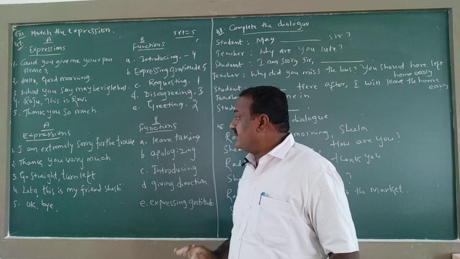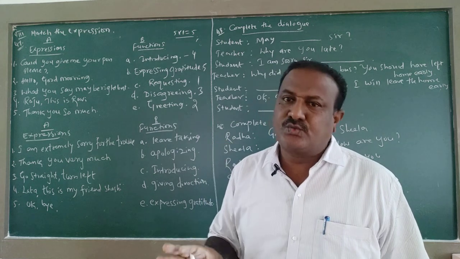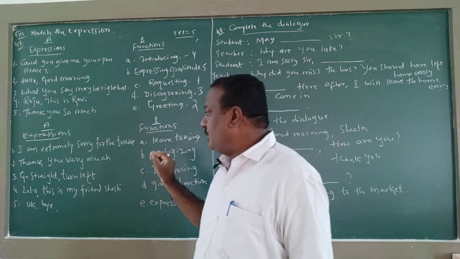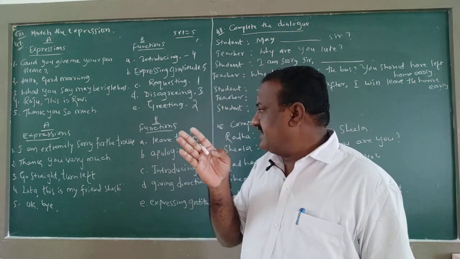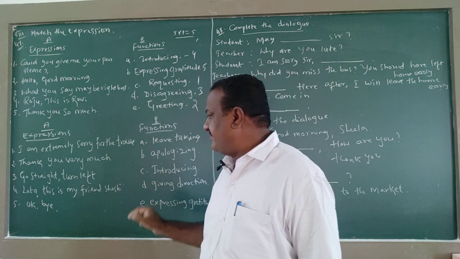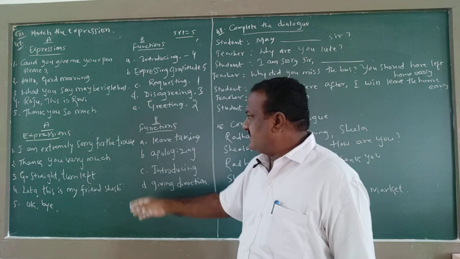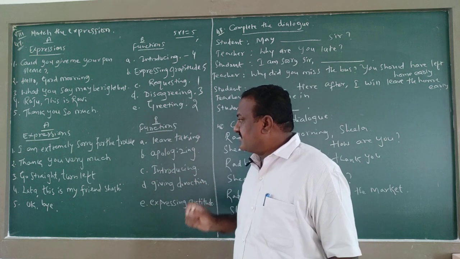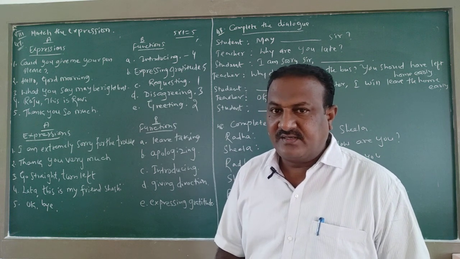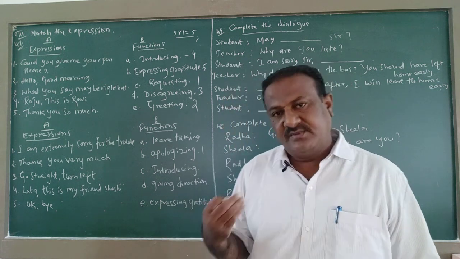I am extremely sorry for the trouble. See, that expression itself shows what function it is. Thank you very much. Go straight, turn left. Lata, this is my friend Shashi. Okay, bye. So, all these are the expressions. Let us see here. I am extremely sorry for the trouble. So, what may it be here? Apology. See, apologizing.